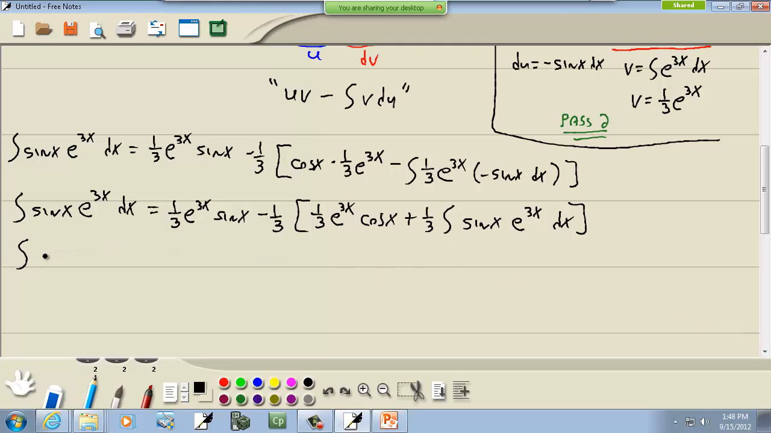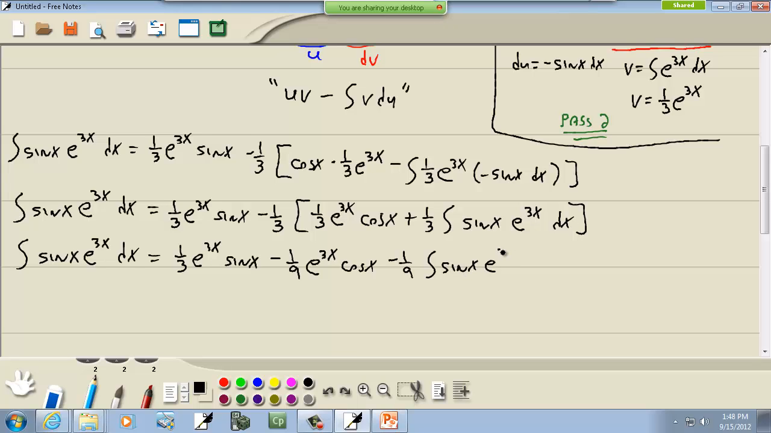Okay, so the integral of sine x e to the 3x dx equals 1/3 e to the 3x sine x. And I'm going to take this negative 1/3 and multiply it through now. That gives us negative 1/9 e to the 3x cosine x. Negative 1/3 times 1/3 also gives us negative 1/9 times the integral of sine x e to the 3x dx.